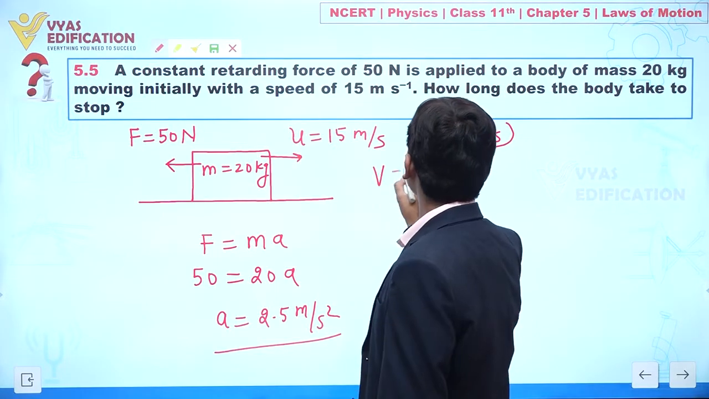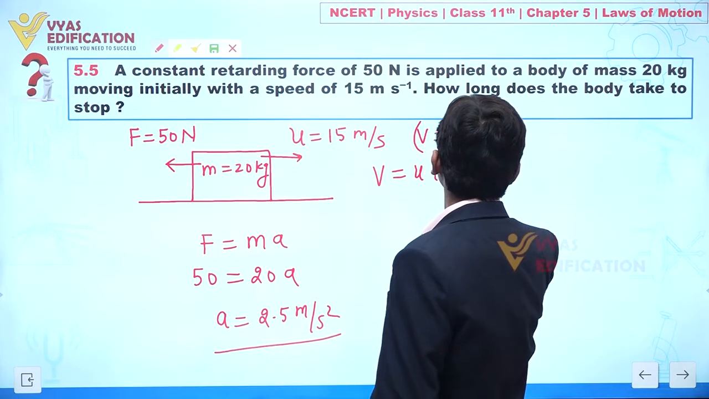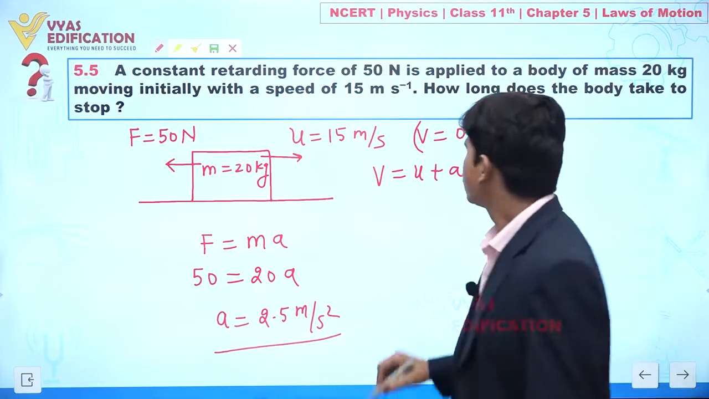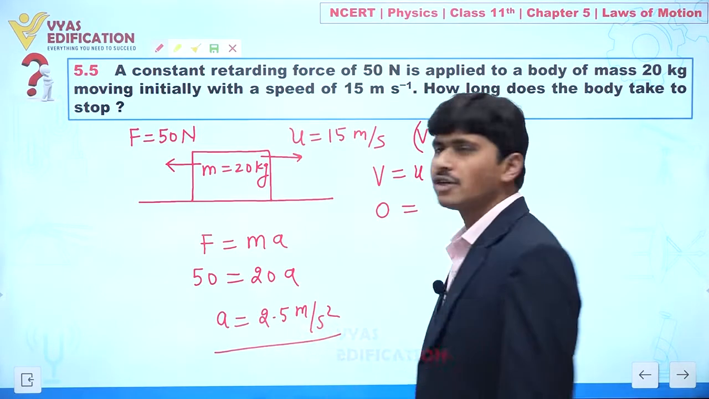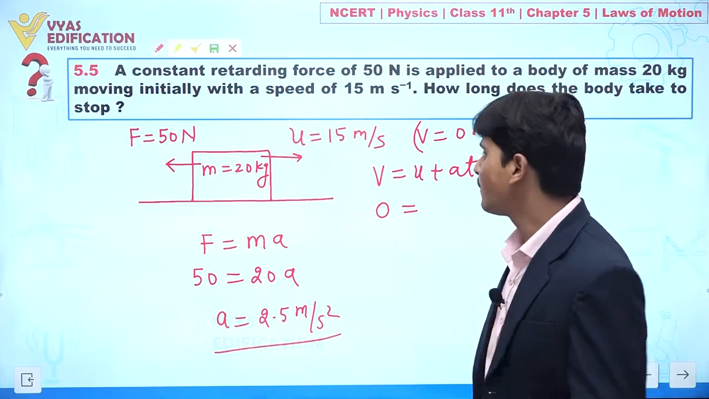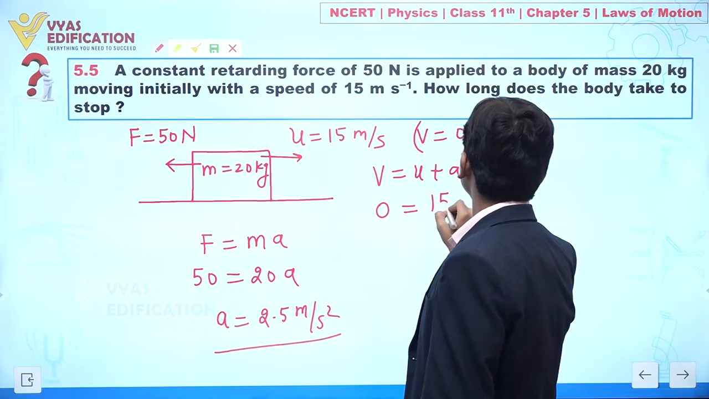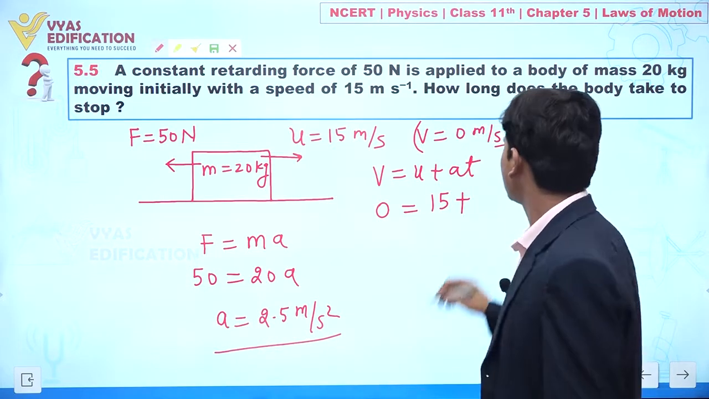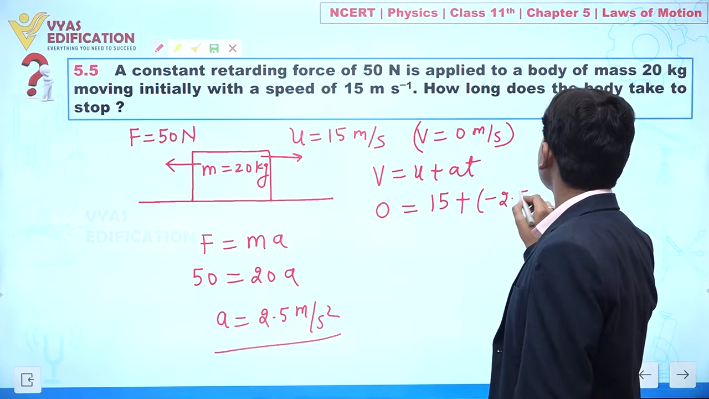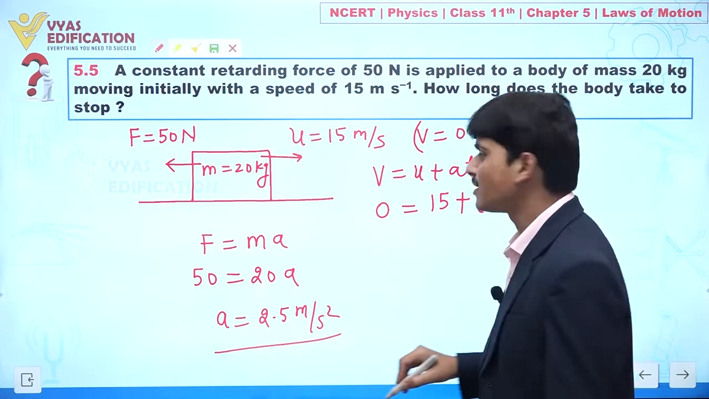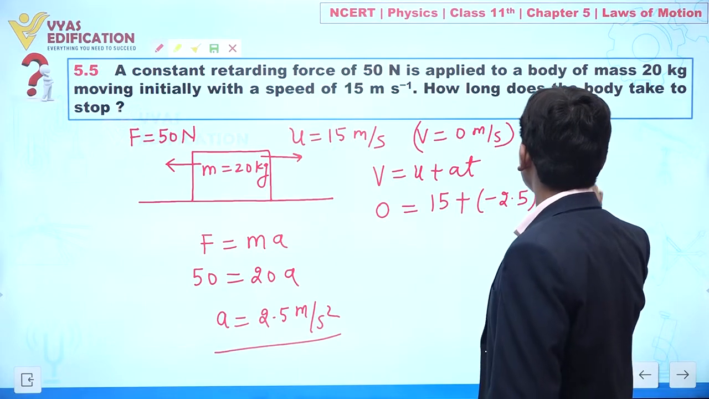It means I can apply the equation of motion, v equal to u plus at. Clear? So the final velocity is given to you, this is 0. Okay. What is the initial velocity? Initial velocity is given, this is 15, plus acceleration. Actually here we do not have acceleration, here we have retardation. Clear? And we can say this is time t.